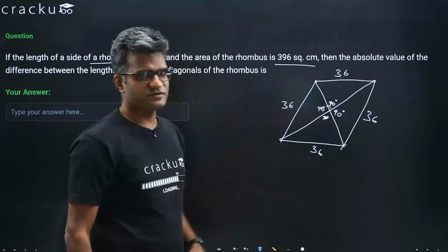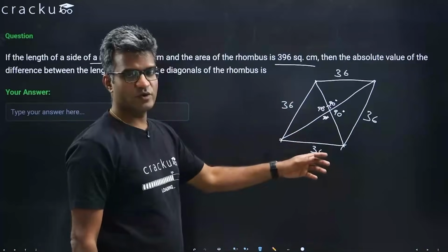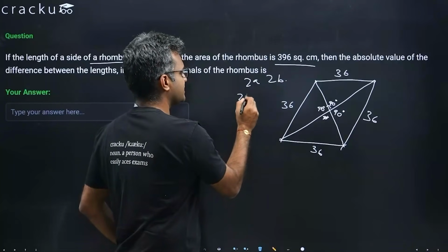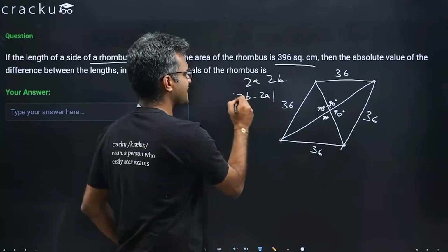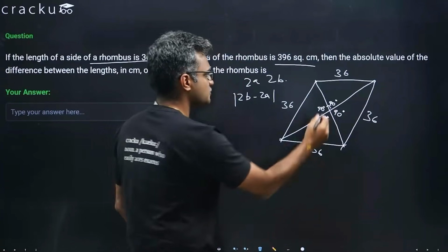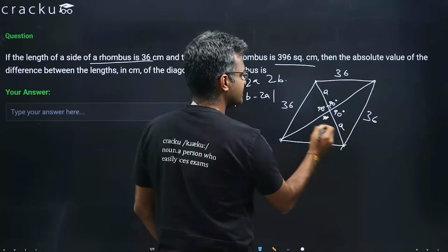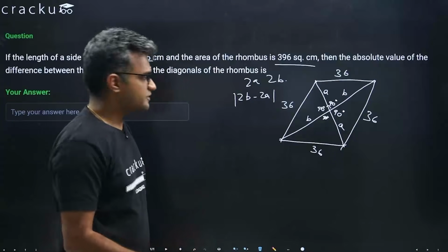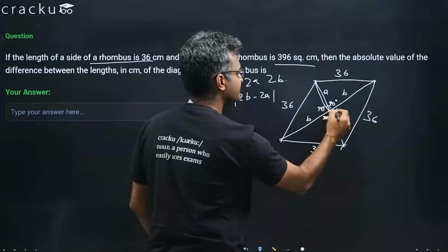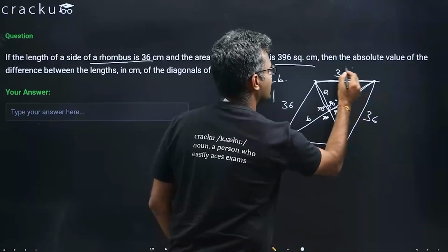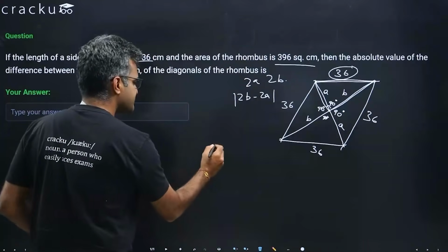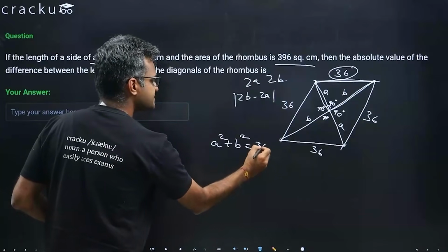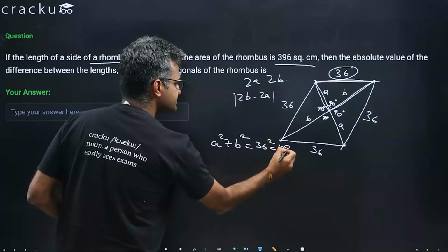Let us assume that the diagonals have lengths, one of them is say 2a and the other one is say 2b. So what we are required to calculate is 2b minus 2a. The absolute value of it is what we are looking for. So this will be a, this will be a, this will be b, and this will be b. Now using Pythagoras theorem, in this particular right angle triangle, the hypotenuse is 36. So a square plus b square is equal to 36 square, which is equal to 1296.